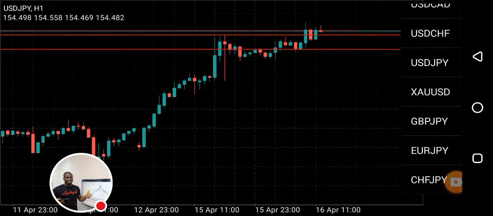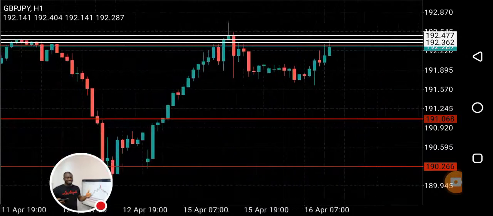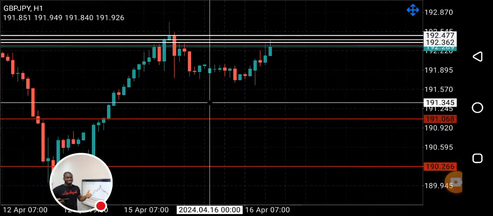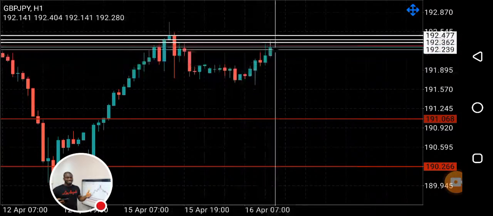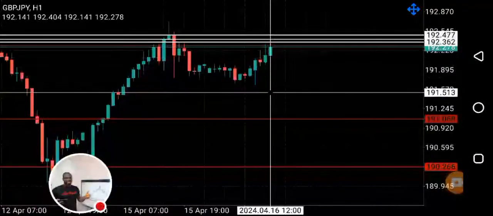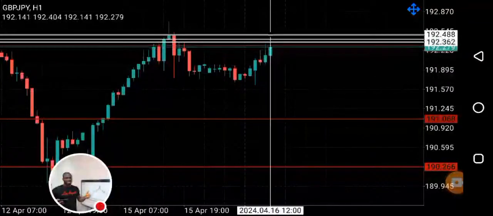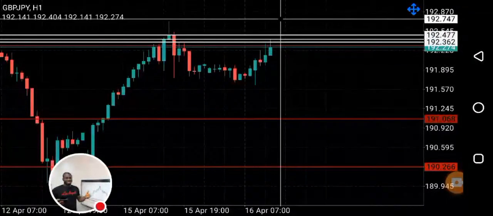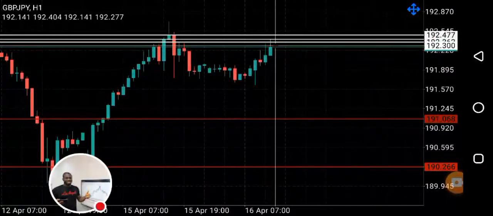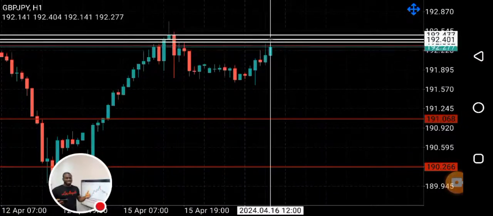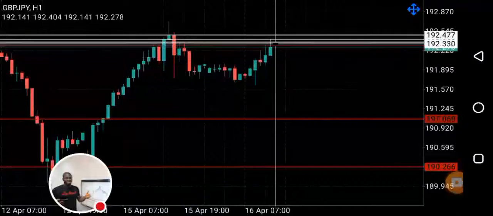Let's look at GJ. My bias on GJ is still bearish. You can see I identified my fair value gap on GJ, and the price just tested that fair value gap. So I expect GJ to go bearish from this point. But if this fair value gap is broken, if a 4 hour candle closes above it, then we should expect more bullish move on GJ. But right now, I'm still bearish on GJ until this fair value gap, which is acting as a resistance, is broken. That is when I will consider buying.